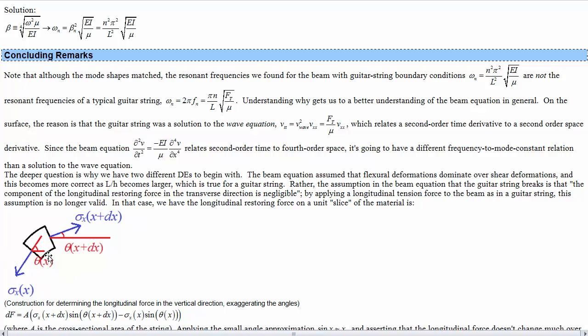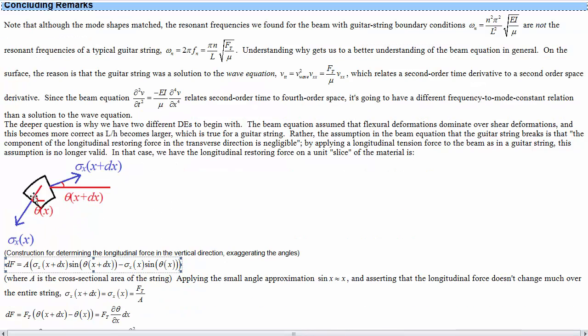So here's an example of a section of a guitar string, and let's find out what the restoring force is with this set of forces on it. So we've got the axial force here, sigma x. The displacements are kind of exaggerated, so pretend that this is still kind of the x direction, but it's moved at a little bit of an angle, theta and theta at x plus dx.